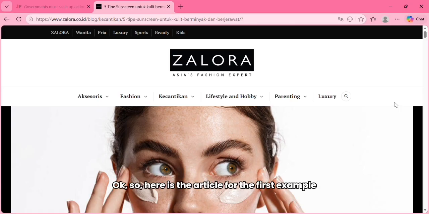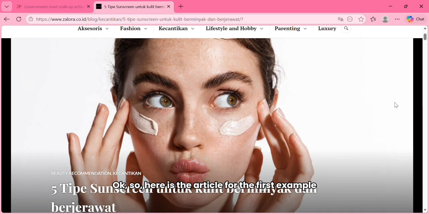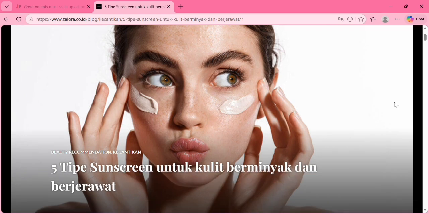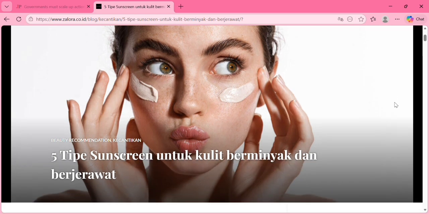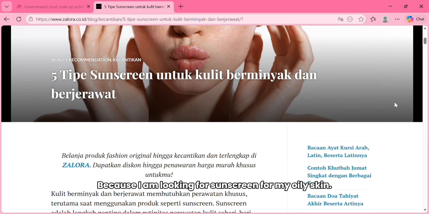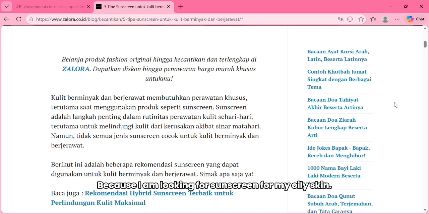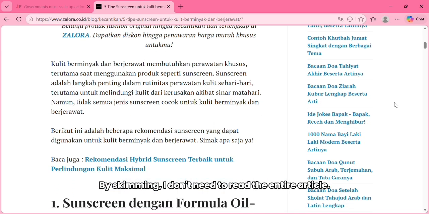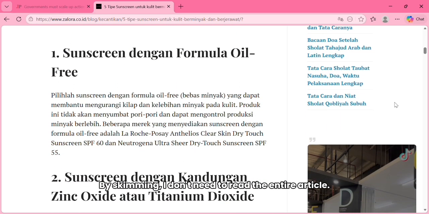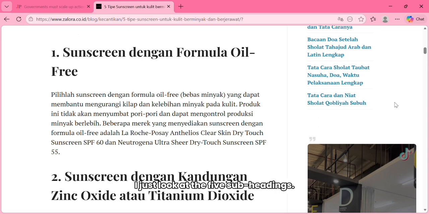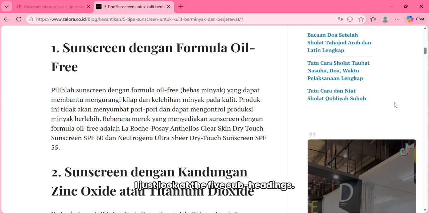Okay, so here is the article for the first example. "5 types of sunscreen for oily and acne skin." Because I'm looking for sunscreen for my oily skin. By skimming, I don't need to read the entire article. I just look at the 5 sub-headings.